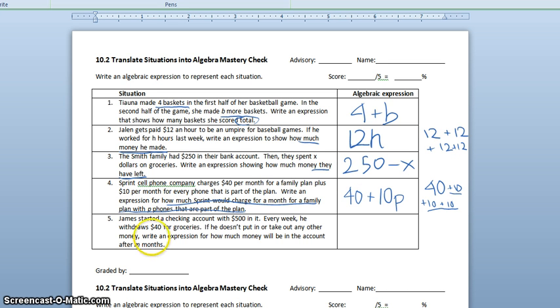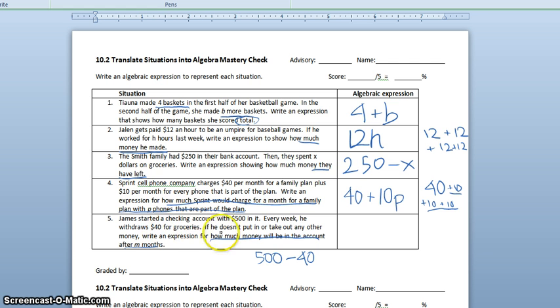Number 5 says James started a checking account with $500 in it. Every week he withdraws $40 for groceries. If he doesn't put in or take out any other money, write an expression for how much money will be in the account after M months. So we're looking for how much money will be in the account after M months. Well, it says he starts with $500, and then he withdraws $40 for groceries. If he's withdrawing, he's taking away from this starting amount. So we're going to subtract that $40.